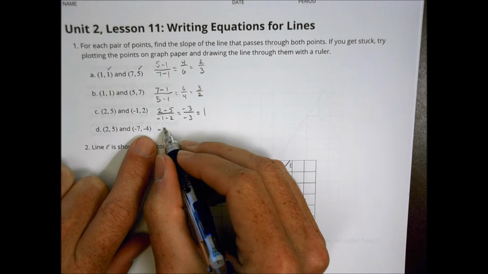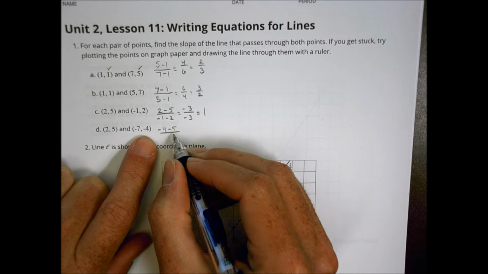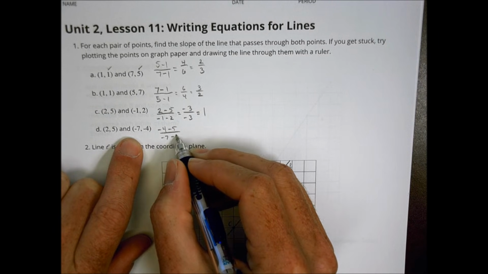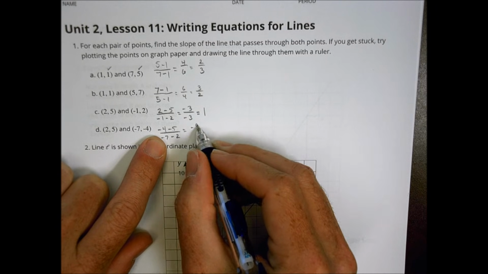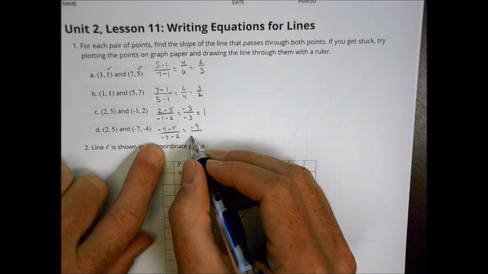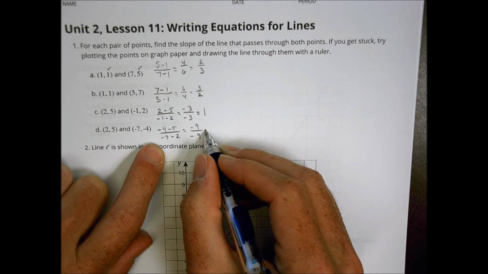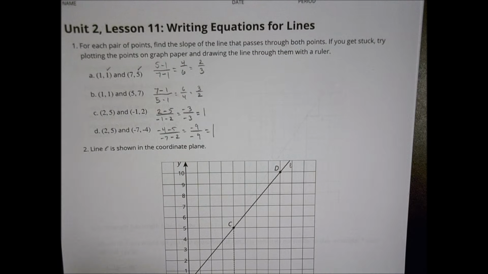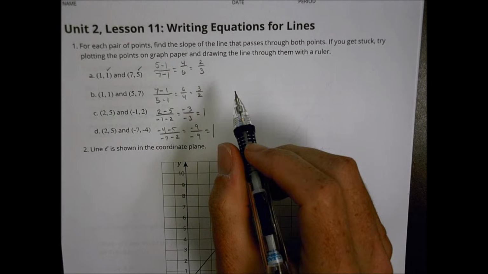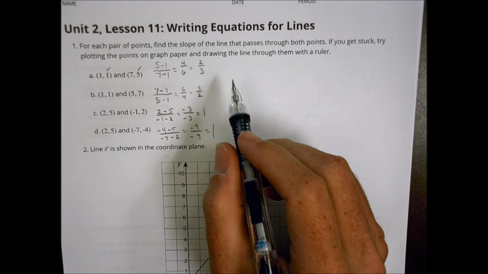Here we have negative 4 minus 5 over negative 7 minus 2. This becomes negative 4 minus 5 is a negative 9. Negative 7 minus 2 is also a negative 9, which is going to equal a 1. Okay, so that becomes my slope that passes through, both lines pass through that point there.